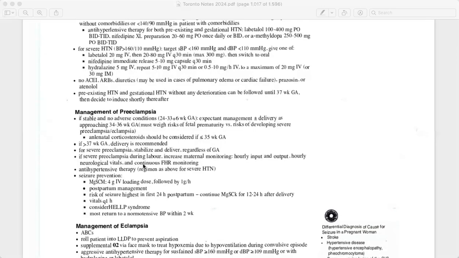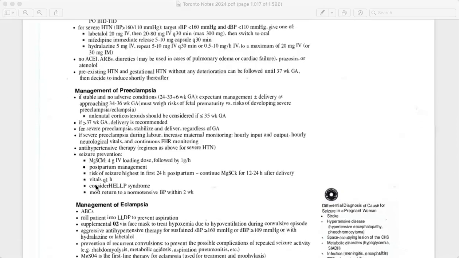If severe preeclampsia during labor, increase the maternal monitoring, strict input and output, neurological monitoring, and continuous fetal heart rate monitoring. For seizure prophylaxis, MgSO4 is given if this is a severe one and you think she might develop eclampsia, then in those conditions you can go for MgSO4 regardless of anything.